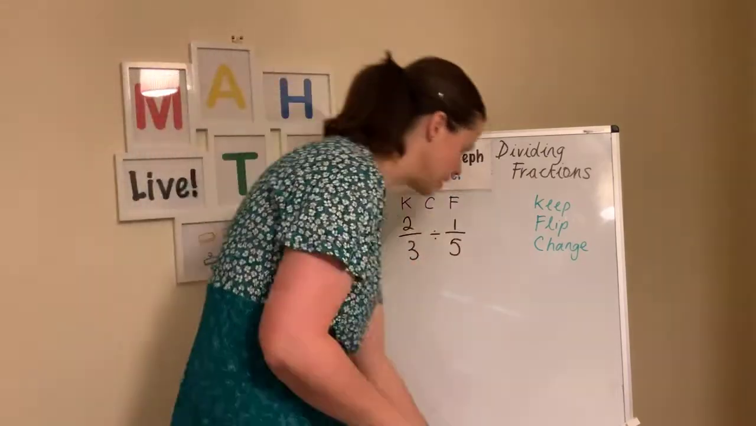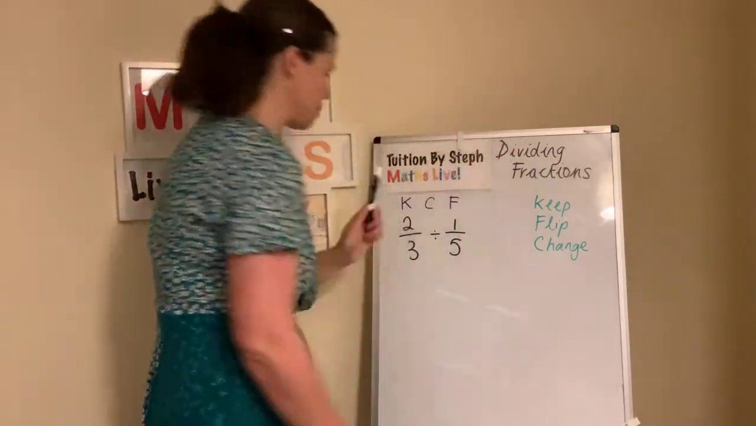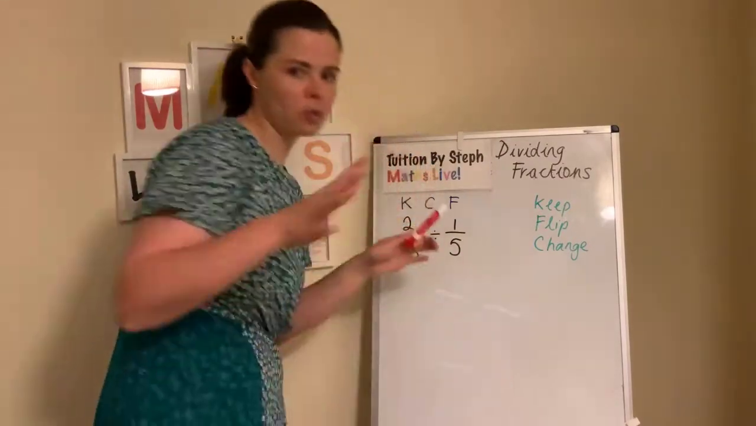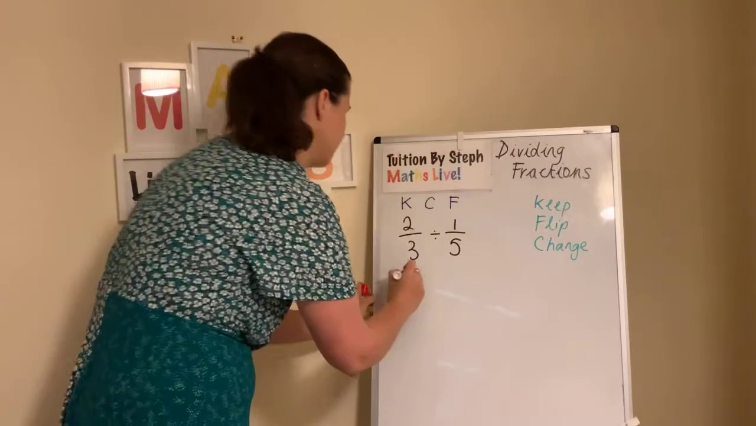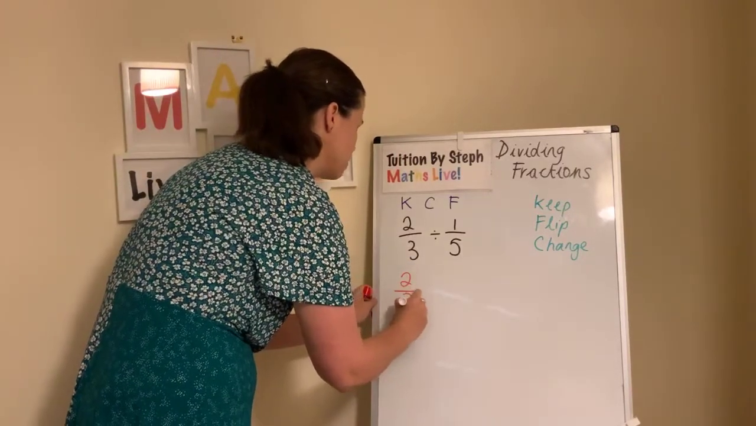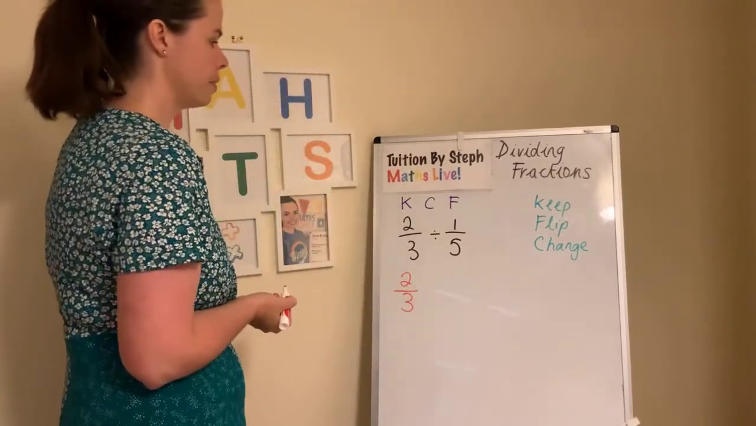So KFC. So, keep. I keep changing pens because I want to make it as clear as possible. So for the 2/3, you keep it. It's still going to be 2/3 in the question. Okay?